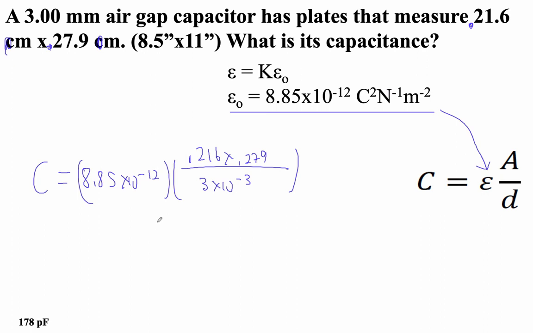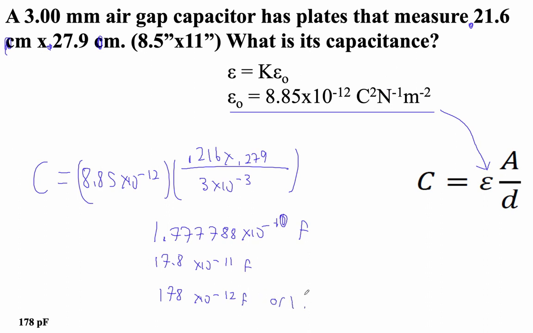If I do that, I get 1.7777. This is an awesome number. Then it's 88, times 10 to the minus 10th. And this is farads. This would be, of course, 17.8 times 10 to the minus 11th farads. It's 178 times 10 to the minus 12th farads, or 178 picofarads. So that'll just give you an idea, right?